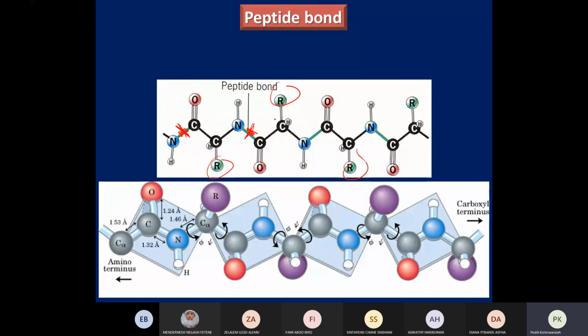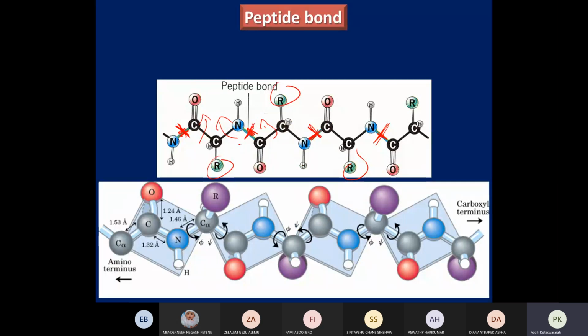Again, this is a peptide bond, and rotation is not possible. This is a peptide bond, rotation is not possible, and this is a peptide bond, rotation is not possible. So rotation is possible only on both sides of the peptide bond. For example, on this side it is possible, and this side is also possible.